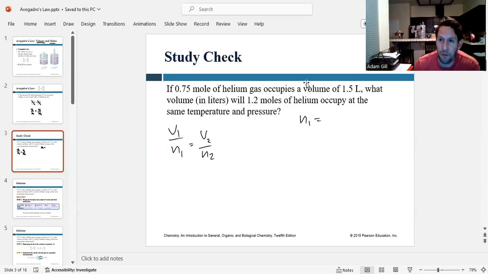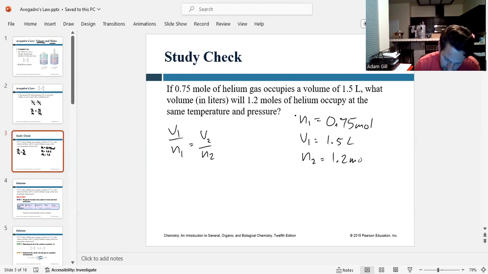N1 is given in the problem here as 0.75 moles. Volume 1 is given as 1.5 liters. N2 is given as 1.2 moles. And the final volume is what we're trying to solve for. So let's take our expression. Let's solve for final volume.